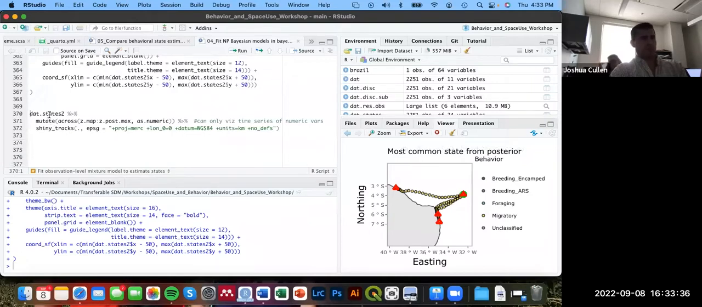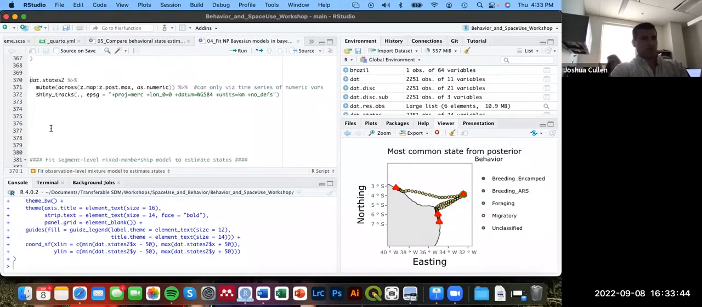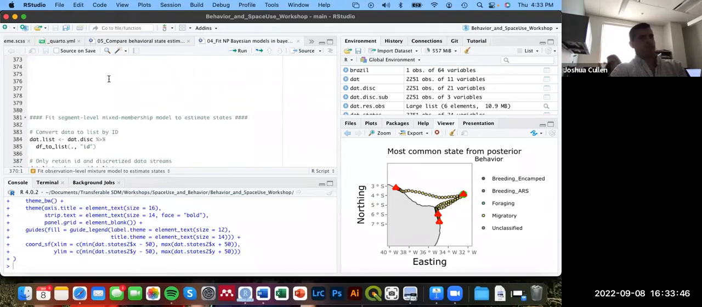And you could do the same thing using that shiny tracks function from the bayesmove package. I'm just going to skip that for now in the interest of time, but that is the M3 model and the process you'd go through for fitting that. But now I'm going to move on to the M4 model. This is estimating segment-level behavioral states using this mixed membership model.